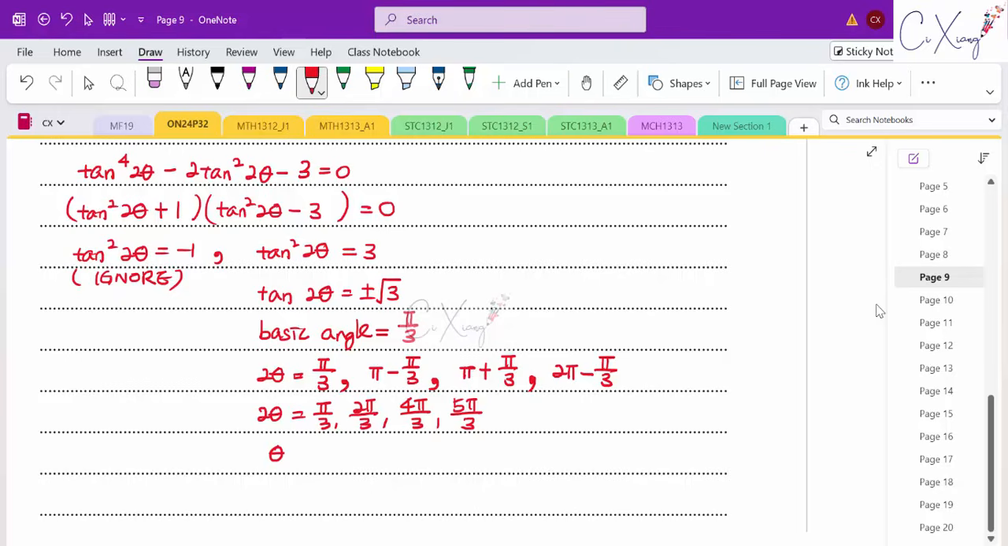Then of course, our final answer should be in terms of theta, not 2 theta. So I divide every answer by 2. So I will have pi over 6, pi over 3, then 2 pi over 3, and also 5 pi over 6. So these are the answers for this question number 7.